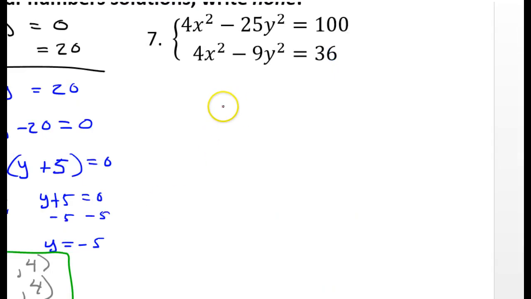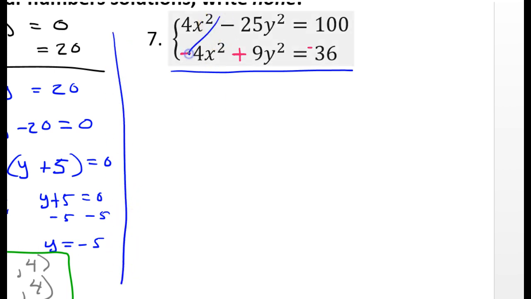Looking at number 7, this is definitely one that would be good to do the elimination method. If I were to multiply the bottom equation by negative 1, which would just change all the signs, that would make this become negative 4x squared, and this would become positive 9y squared, and I'd have a negative 36. So if I go ahead and combine these two equations to get a new and valid equation, these are going to cancel out, and I'm going to be left with negative 16y squared is equal to 64.